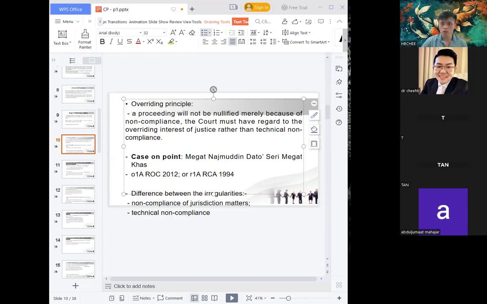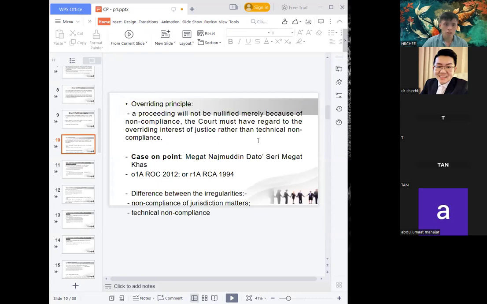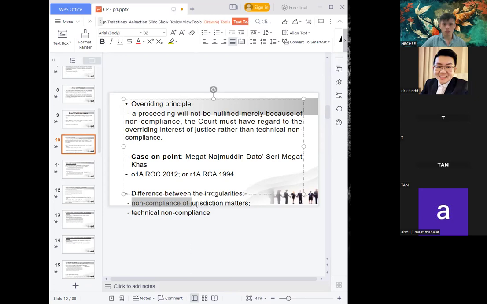When you see Order 1A, you will see this: the court or a judge shall have regard to the overriding interest of justice and not only to the technical non-compliance with these rules. Do you all see that? So that means irregularities during the trial are not necessarily going to invalidate or nullify a proceeding. It is subject to the extent or the seriousness of your non-compliance. The irregularities can be divided into non-compliance of jurisdiction matters and technical non-compliance.